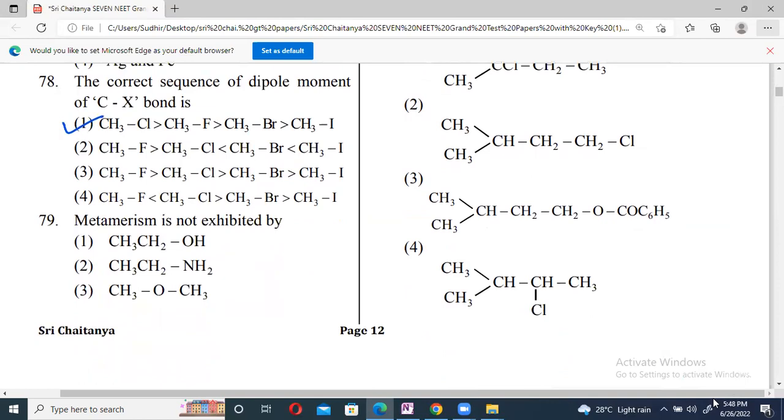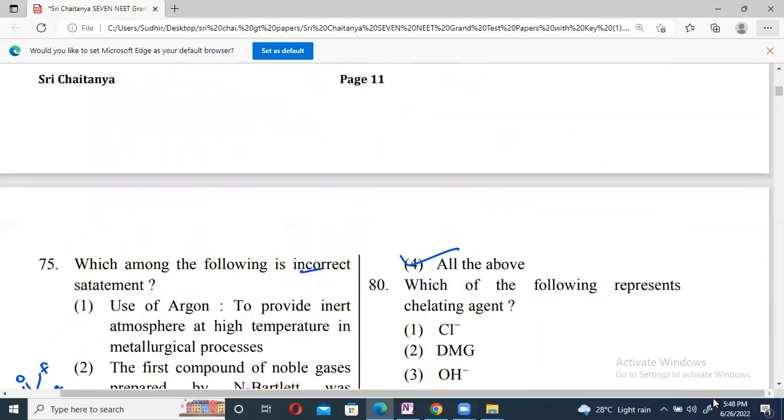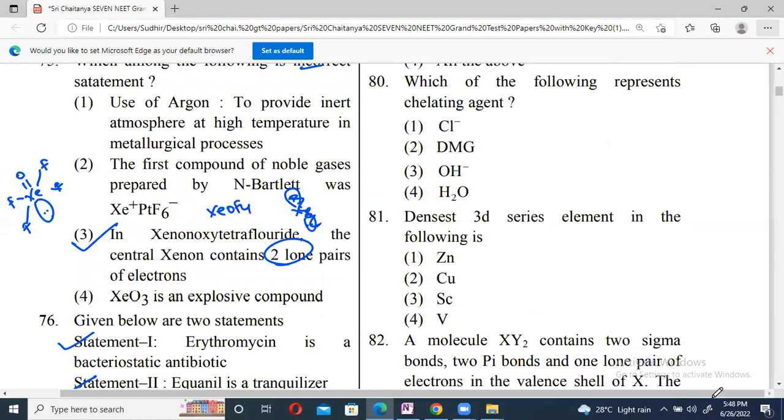Question number 79. Metamerism is not exhibited by. Metamerism is an isomerism that can be seen only with a polyvalent atom. So it is not exhibited, as they are asking. OH is not exhibited here. But here a doubt is there. Why? Because if this is there, we cannot write the other structure of it. Somebody will say, sir, I will write H here, O here, and CH4. That is not possible. So I think the answer is the fourth option: all the above do not exhibit metamerism.